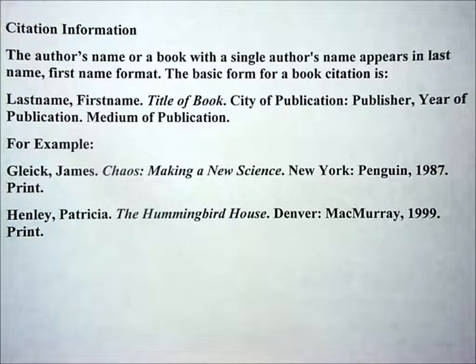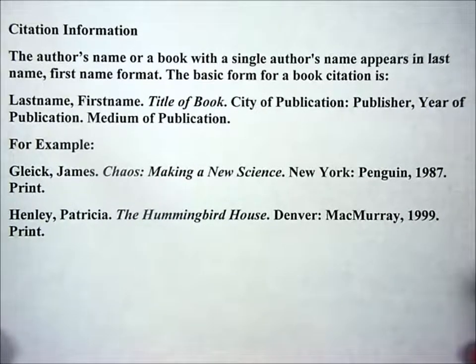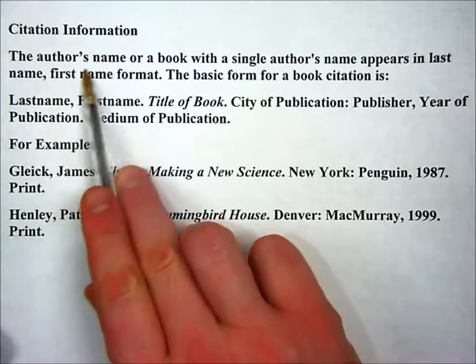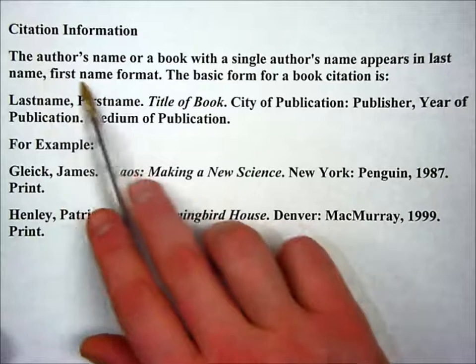One of the most important things about MLA format is the listing of works cited at the end of the paper. This is a list of books that you used to find information to support your thesis statement. Now, MLA format is very clear about how you should list information from a book. The author's name for a book with a single author appears in last name, first name format.